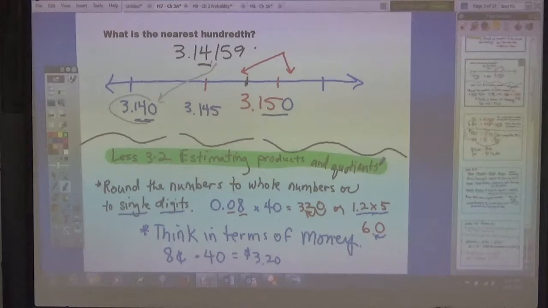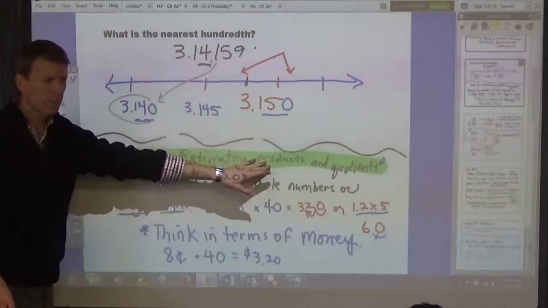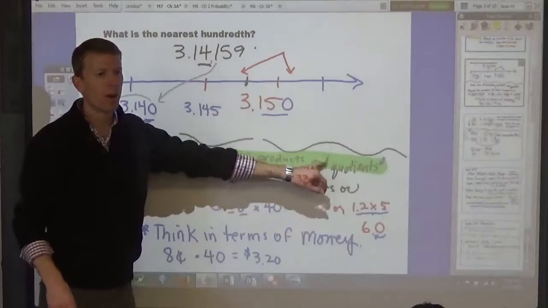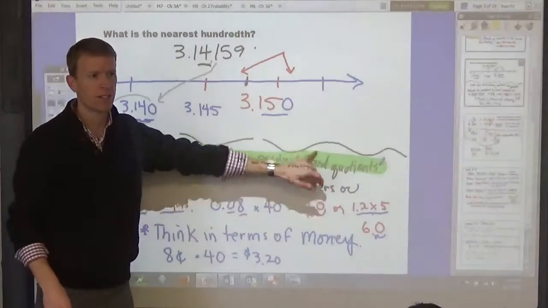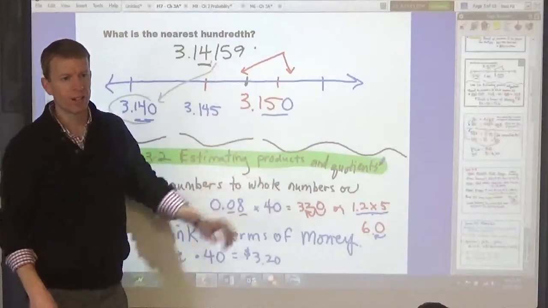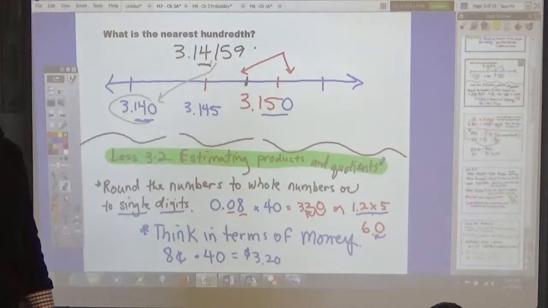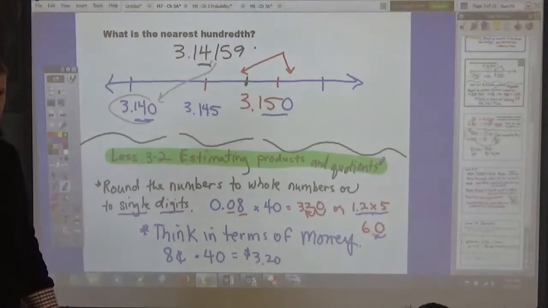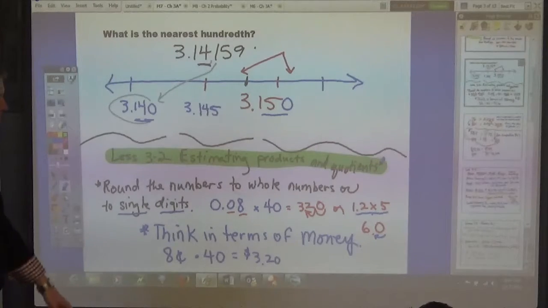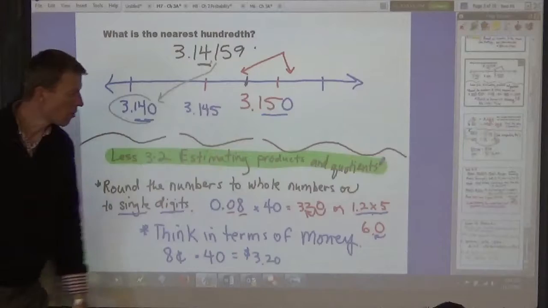Okay, class. We're going to talk about estimating products and quotients. And so first of all, let's review what are products and quotients. What do those terms mean, Jacob? So a product is the answer when you do a multiplication problem, and a quotient is the answer when you do a division problem. Excellent. So remember those terms, products and quotients.